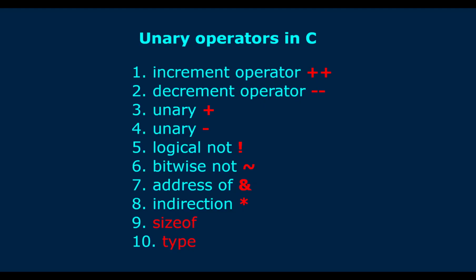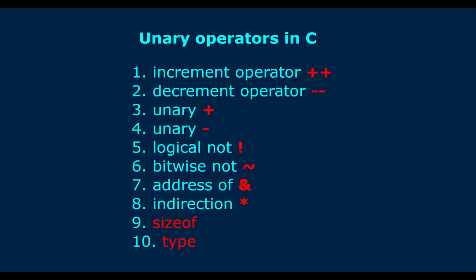The fifth one is the logical not operator. It inverts the result of the condition. The sixth one is the bitwise not operator. It reverses the binary value of the variable. The seventh one is the address of operator. It is used to store the value into the variable. We have used it while learning about the scanf. If you have not watched that video, please check our playlist.